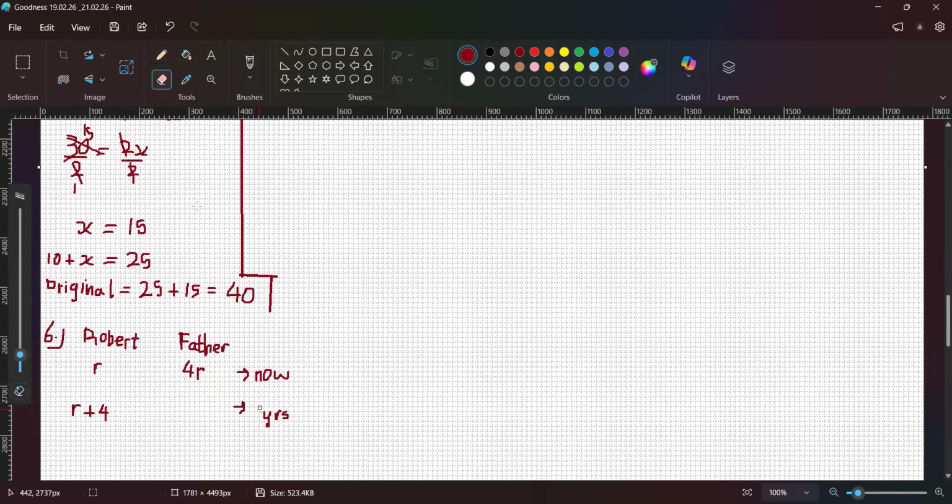So in 5 years' time, so let me just say 5 years later. I think that's better, because when they say after 5 years, 5 years later is the same thing, right? But then let's not forget that this is 4R. So that's going to be R plus 5.